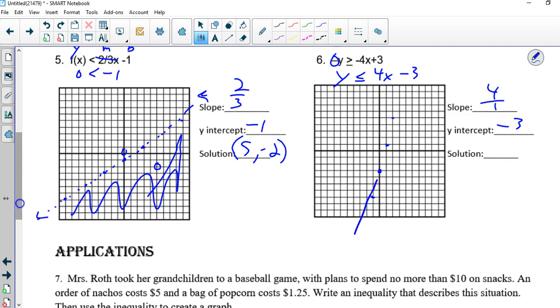I'm going to use a solid line because it's less than or equal. Again, (0, 0) is nice and easy, so I'm going to plug in 0 less than or equal to 4 times 0 is 0, minus 3. Again, 0 is not less than any negative number, so I'm going to shade over here. For my solution, pick something over here. How about (9, 0)? It works. You can pick anything you want.